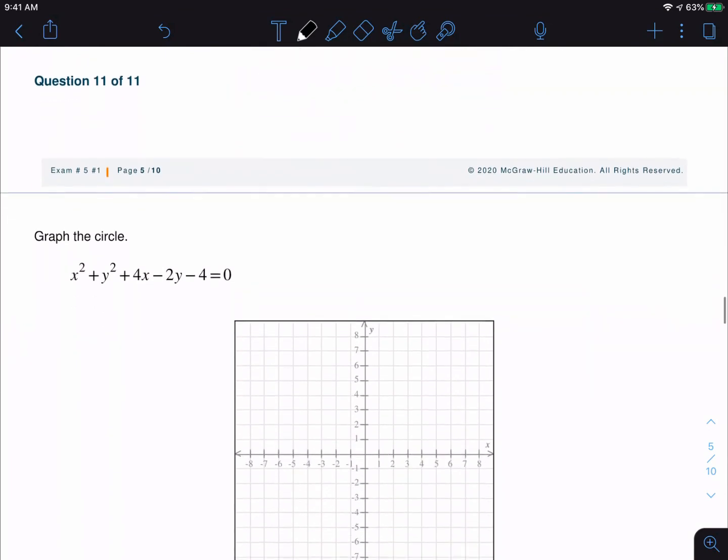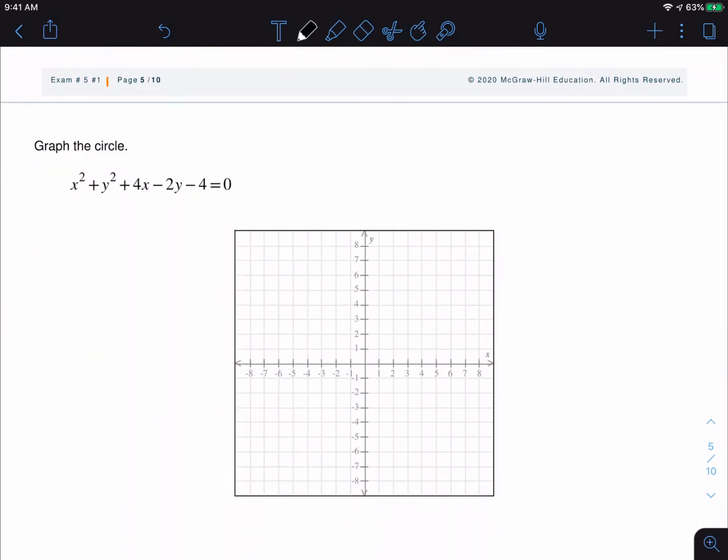Okay, and this is the last one, and this is the toughie. Do you guys know the math that's involved in this problem? The one thing that's cool about this problem is they tell us it's a circle, right? And since it's a circle, it's going to be x minus h squared plus y minus k squared is going to be equal to the radius squared. Okay? So that means that we're going to have to complete the square on this problem.